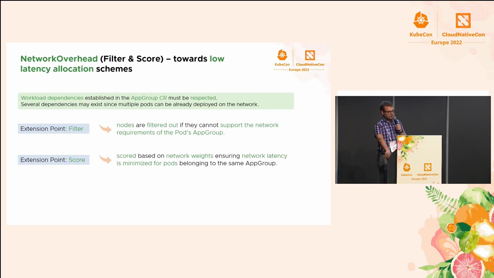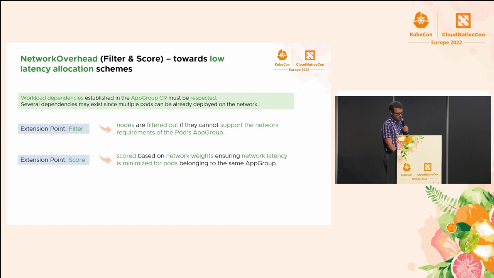Then we have a filtering and a scoring function. The filtering tries to filter out nodes that will produce low scores, based on the requirements that I've already mentioned in the pods' application group. The scoring function is the main function of our framework, where we try to find nodes that will ensure that the network latency is minimized for dependent workloads, based on the network costs that are available in the network topology CR.